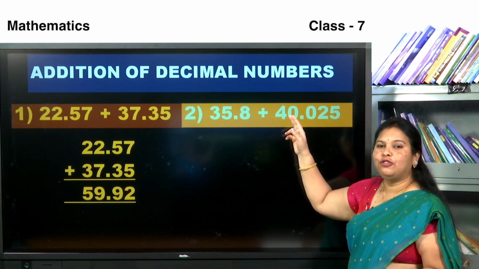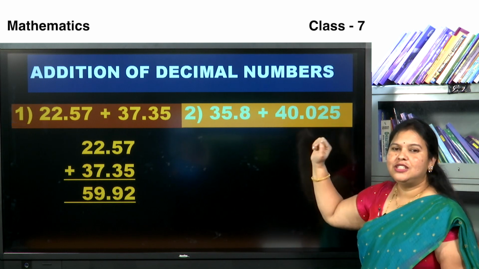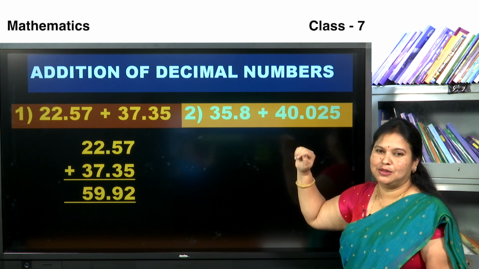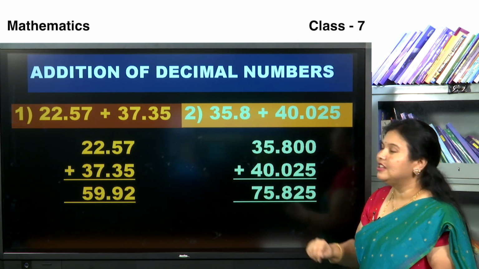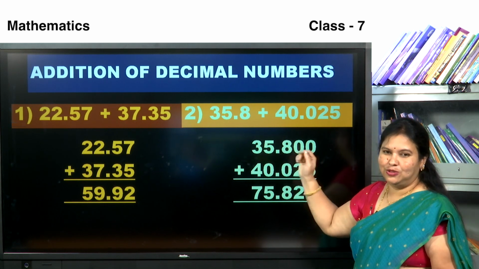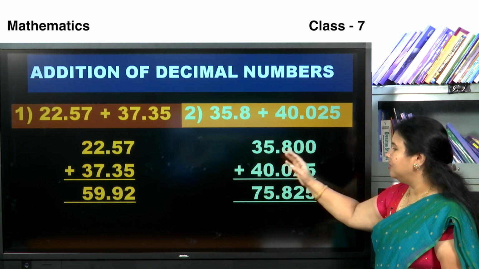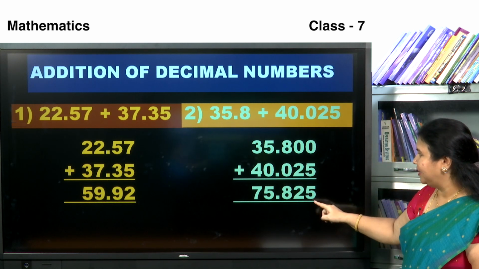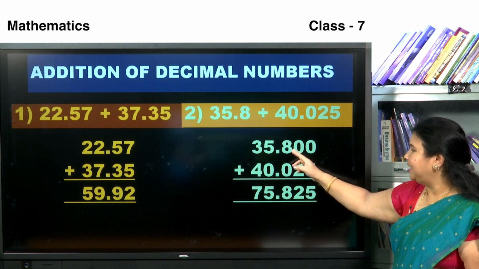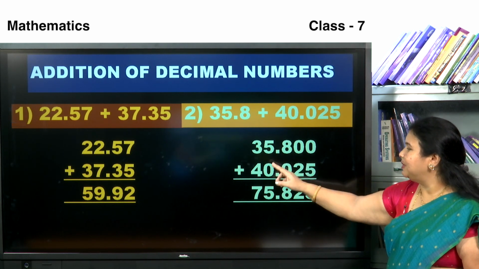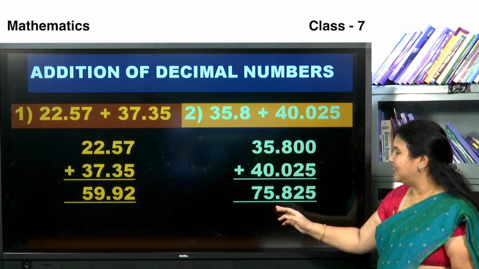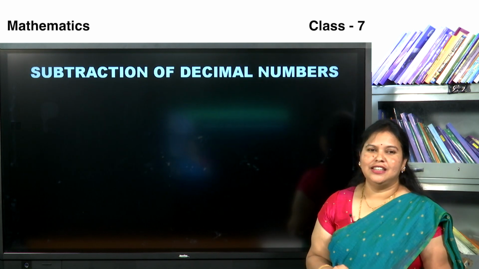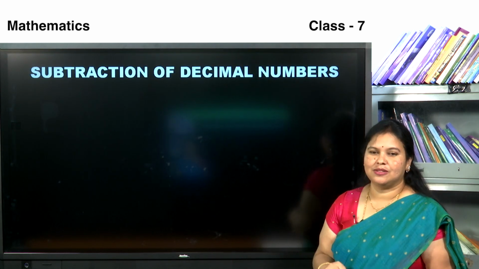35.8 plus 40.025. These two are unlike decimals. So, before addition we have to make them like decimals by adding 2 more zeros after 8. It will never change the value. So, 35.800 plus 40.025, we get 0 plus 5 is 5, 0 plus 2 is 2, 8 plus 0 is 8 and 5 plus 0 we get 5. So, the answer is 75.825.